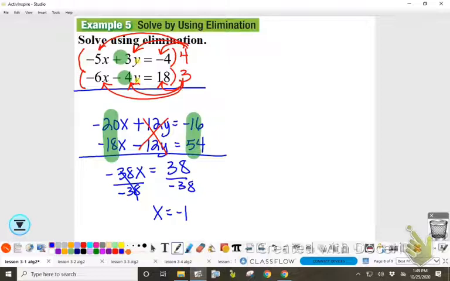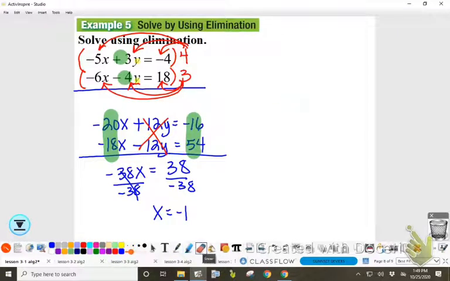Okay. The solution to a system is a point, an x comma y. I don't have my y value. So to find the y value, pick either equation from above, one of the original ones, and substitute negative 1 in for x. I always pick the first one. It doesn't matter which one you pick, like I said, but I always pick the first one.